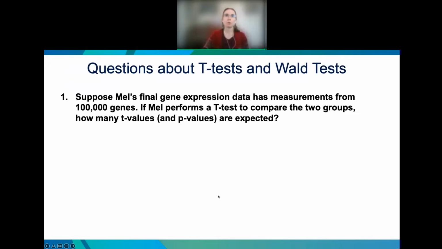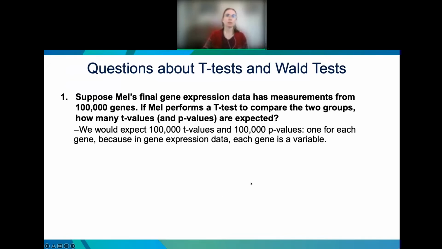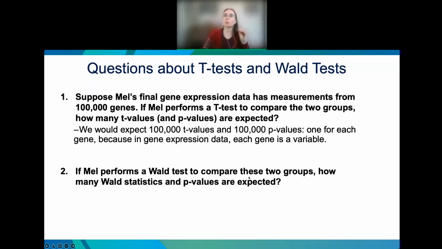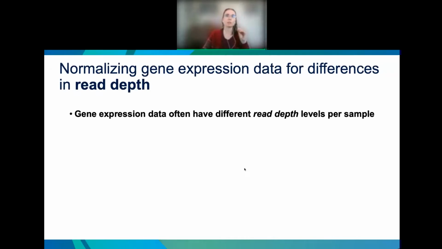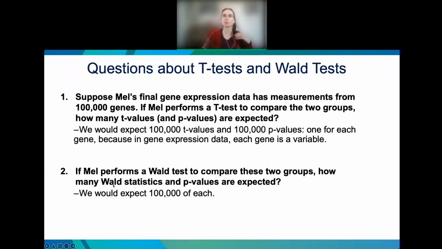All right. So I now have just a few questions to bring home the idea that after you run a hypothesis test, you are expecting a statistical value, like a t value or a Wald statistic, and a p value for each gene. Because each gene is a variable, we're testing a hypothesis. Each gene is a different hypothesis that we're testing. And then again, if we were to use a Wald test, we would expect 100,000 Wald statistics and p-values. That's all I wanted to go over here.